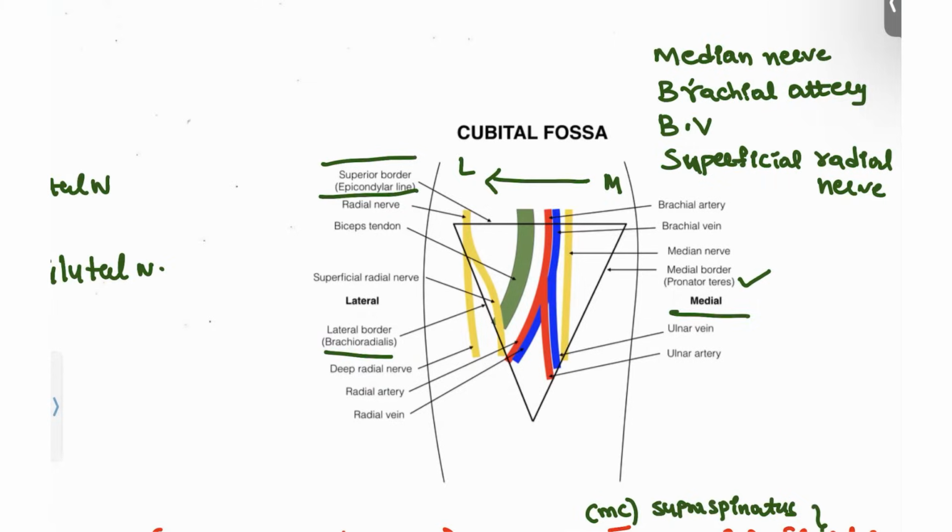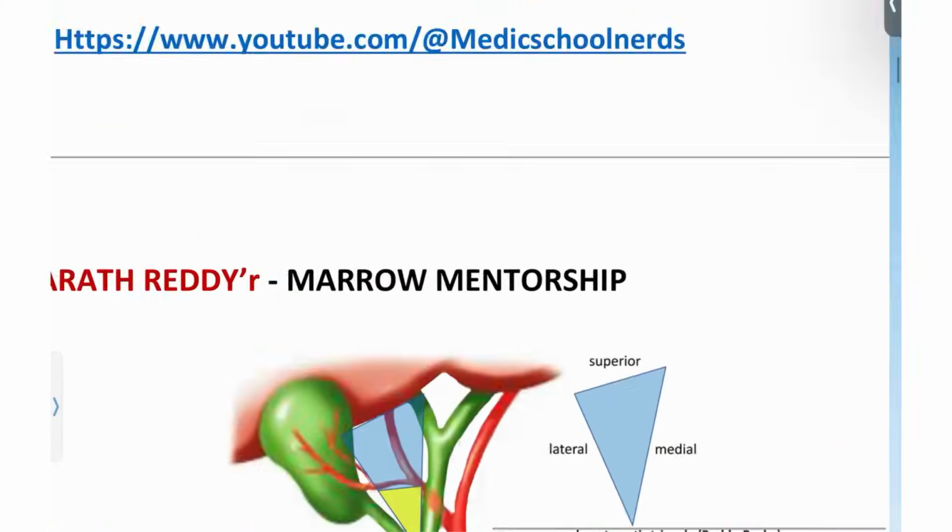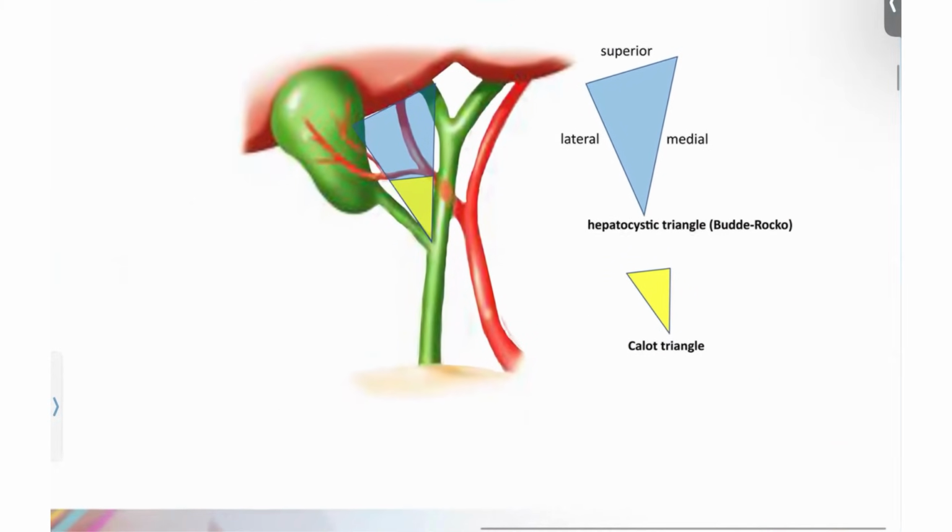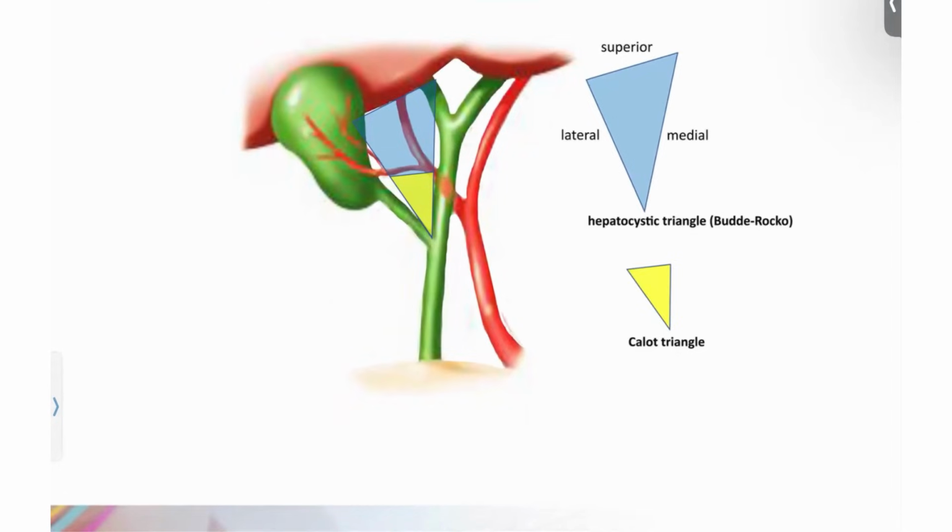And next, moving on to another triangle, that is your Calot triangle. What is the first thing you have to remember? One is the hepatocystic triangle and another one is the Calot triangle. Calot triangle basically belongs to your biliary system, whereas the hepatocystic triangle belongs to both the liver and also the cystic structures of the gallbladder.